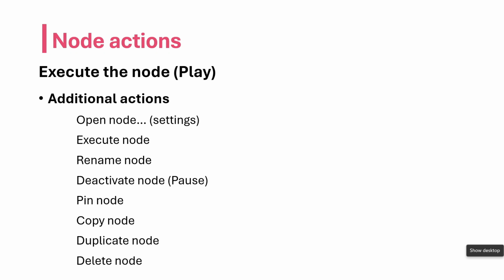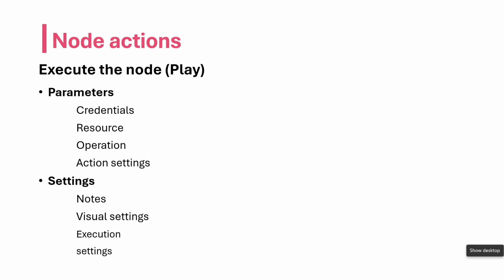So first, as we discussed, open node, where you can view or edit your node configurations, then execute node, then rename node, deactivate node. These will work based on their names. Then pin node, where you can keep its output visible, then copy or duplicate, so you can reuse your configurations very quickly. Then delete node. These small actions make workflow management super smooth and flexible.